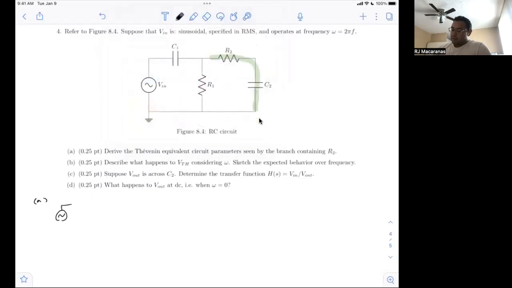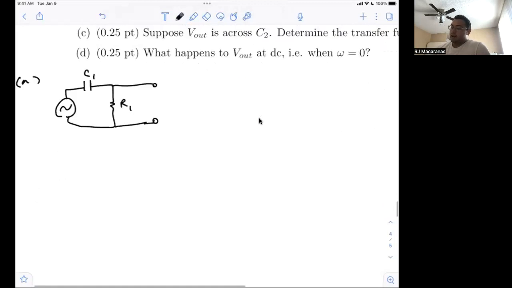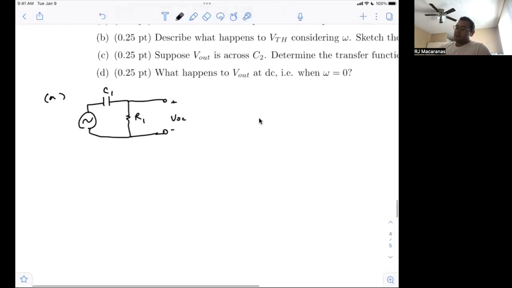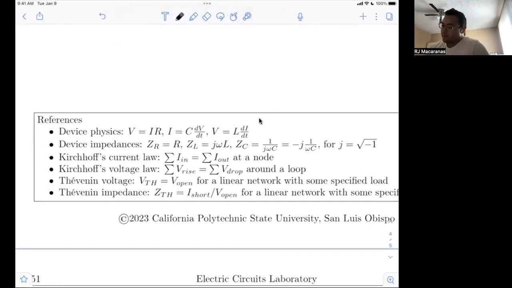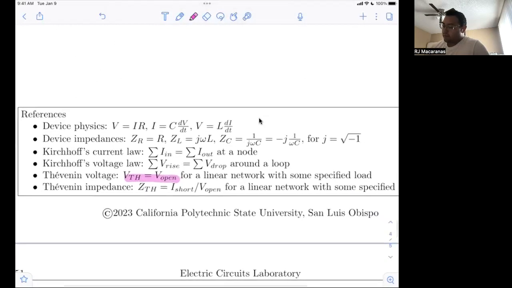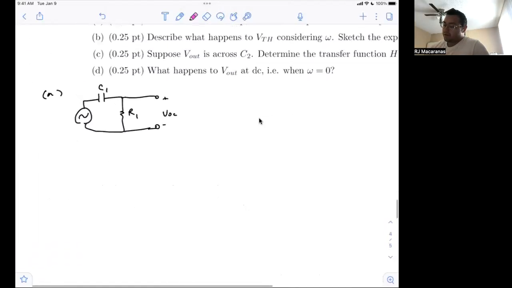So I'll redraw my circuit. That's C1, R1, and this is now removed so that we can find the open circuit voltage. And so V OC, which going back down to this reference, if you forget, the Thevenin voltage is given by the open circuit voltage, right? So we remove the load, we open it up, and we figure out what voltage is across there.